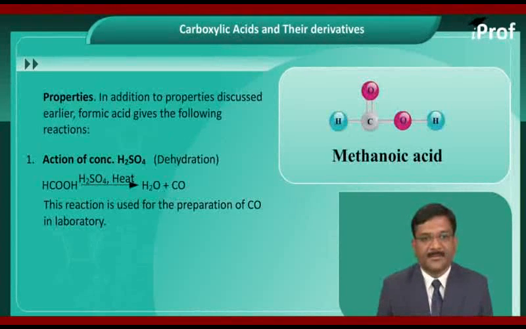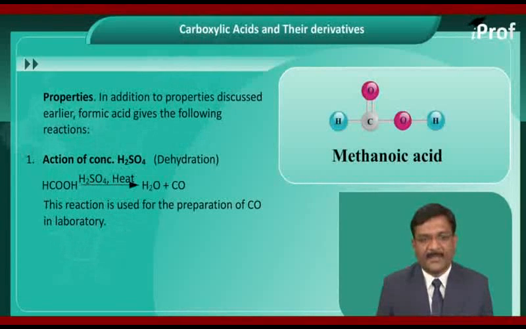Properties of formic acid. Formic acid gives the following additional properties. The main property of formic acid is the action of formic acid with concentrated sulfuric acid. Concentrated sulfuric acid usually carries out dehydration reactions.